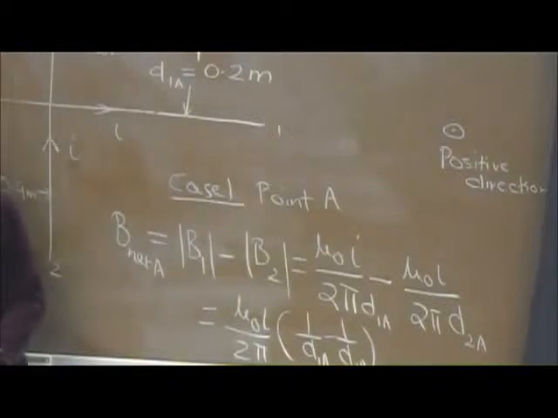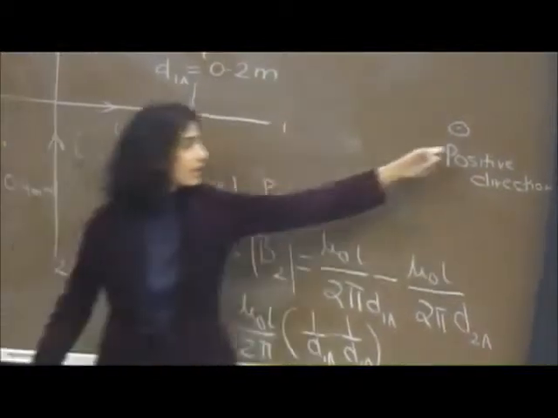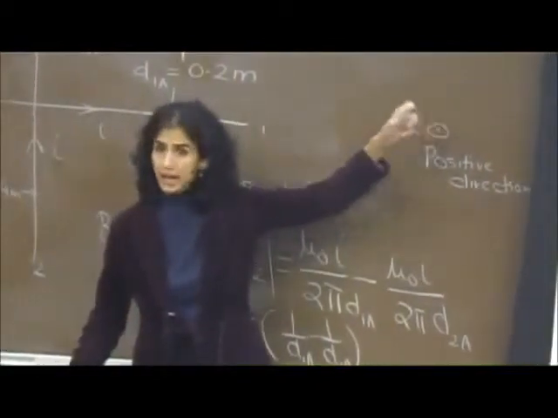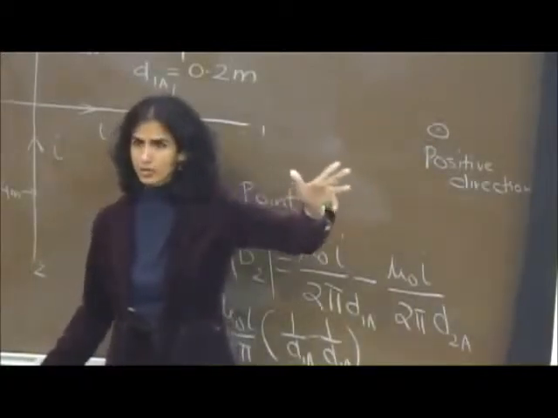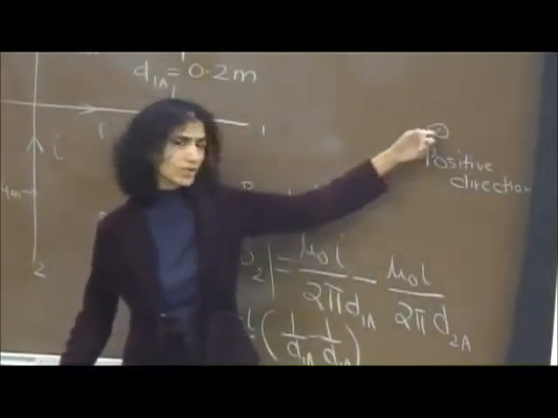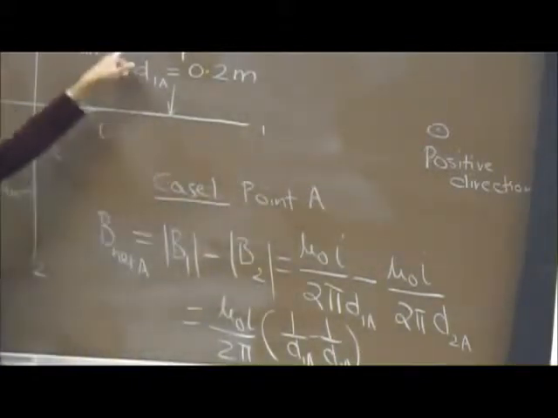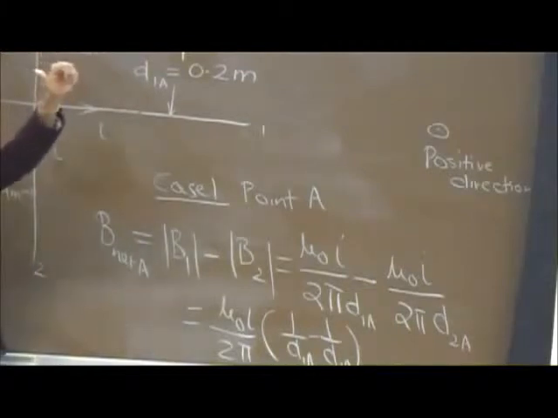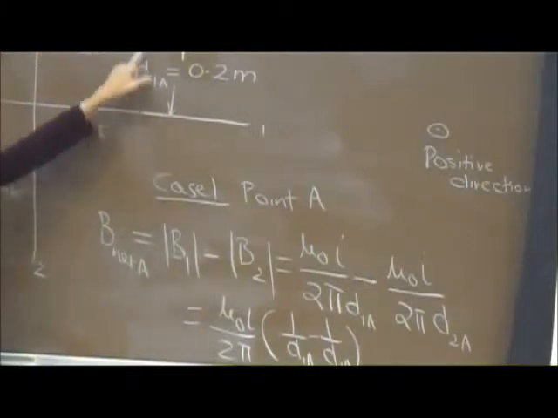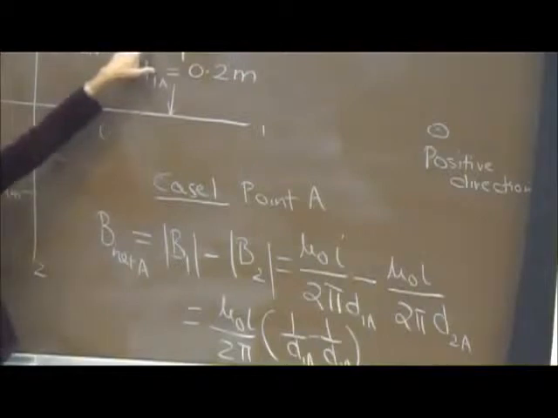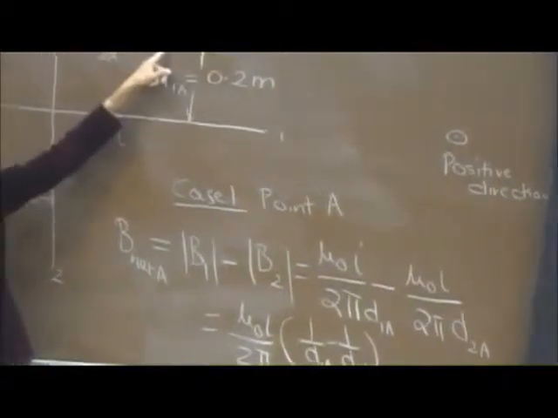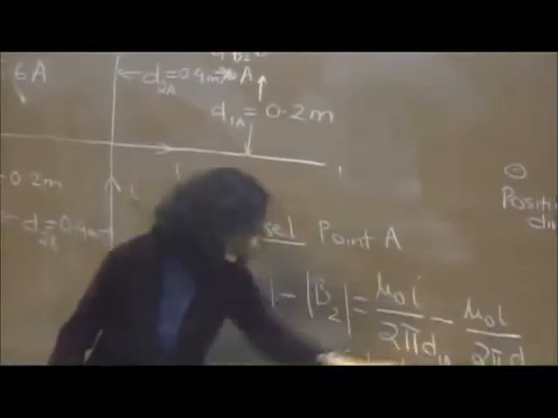If this number is positive, that means the net magnetic field is coming out. Because I chose the positive direction to be out, and this is positive, the net magnetic field at this point is coming out. It makes sense, actually, because this point is closer to this wire, and so that is having a larger effect than this wire, and hence this thing is bigger than this, and this net turns out to be positive. That means the net magnetic field is coming out at you. Any questions about this, folks?